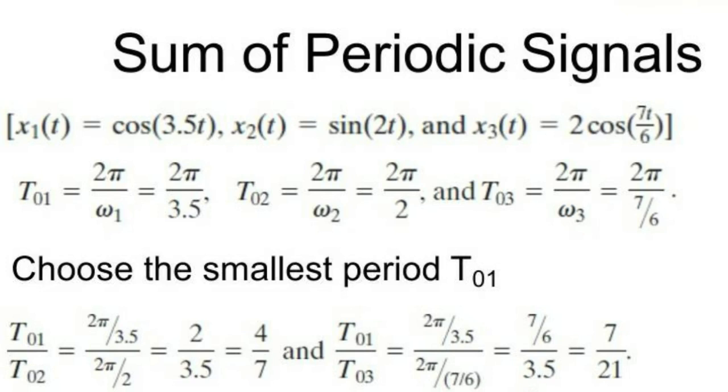And the common period, that is the LCM of T01, T02, T03, is equal to the LCM of 4 pi by 7, pi, 12 pi by 7, that is equal to 12 pi. So the period of the signal is equal to 12 pi.